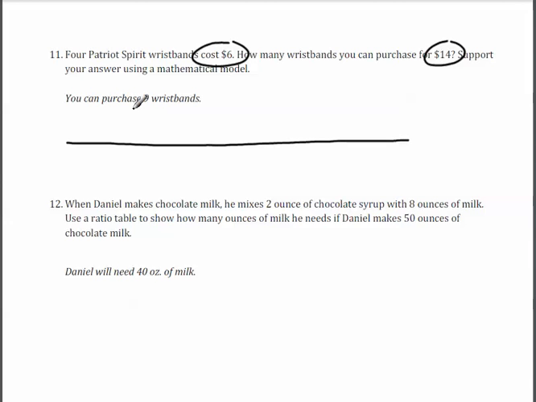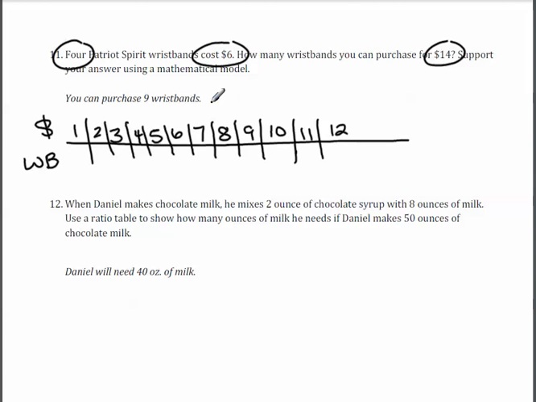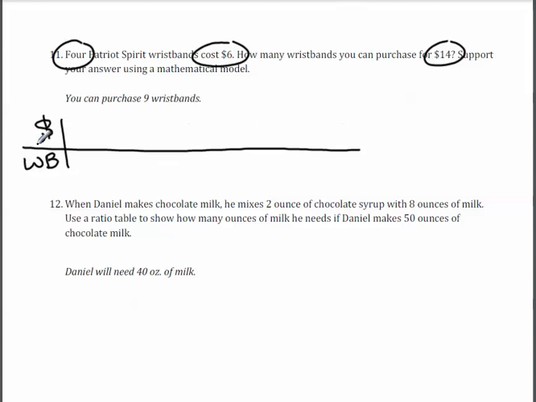They want you to say, okay, 4 costs $6. So I'm going to start with my items on the bottom and my money on the top. Okay, so I know that I'm selling 4 wristbands, which goes here, because this would be 1 wristband, 2 wristbands, 3 wristbands, and $6 is the cost.